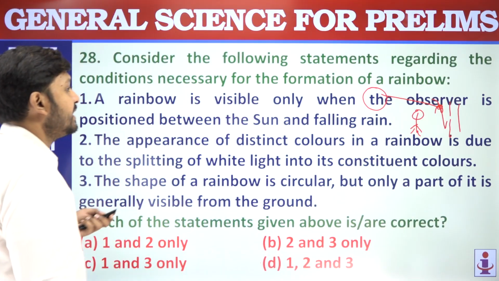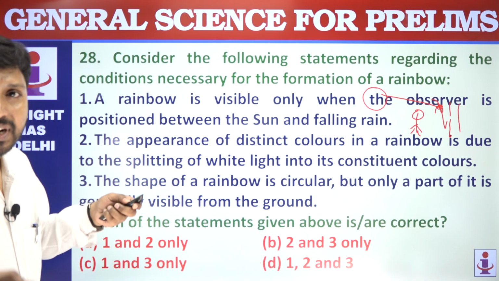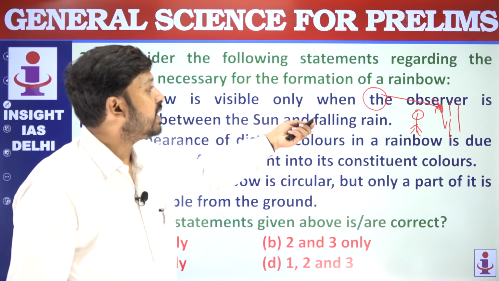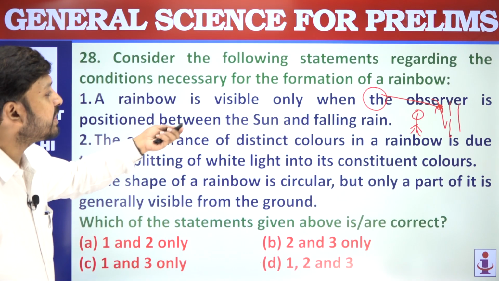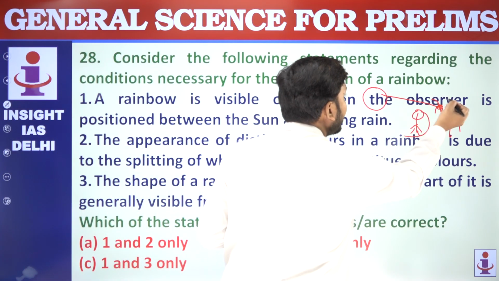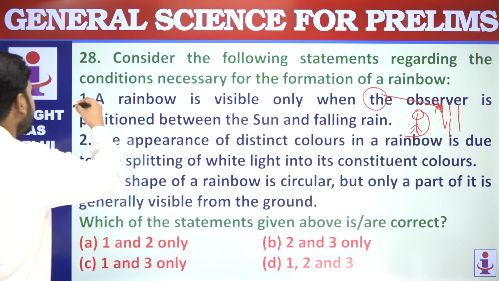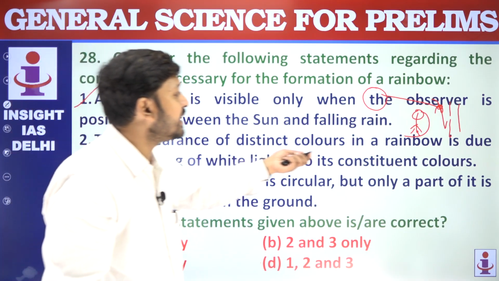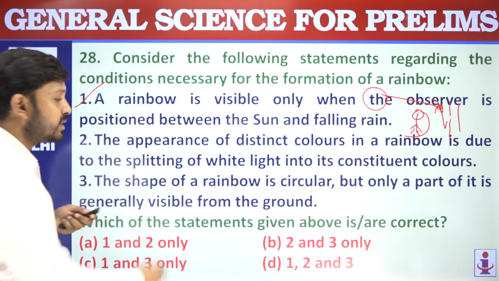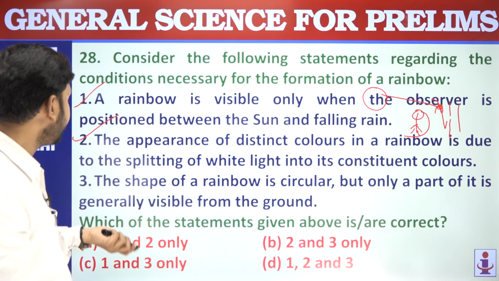Okay, so based on this understanding, let's read. A rainbow is visible only when the observer is positioned between the sun and falling rain. So the observer is between the sun and falling rain. This is the right statement. Next one, the appearance of distinct colors in a rainbow is due to the splitting of white light into the constituent colors. This is what I have told you, right? It acts like a prism.